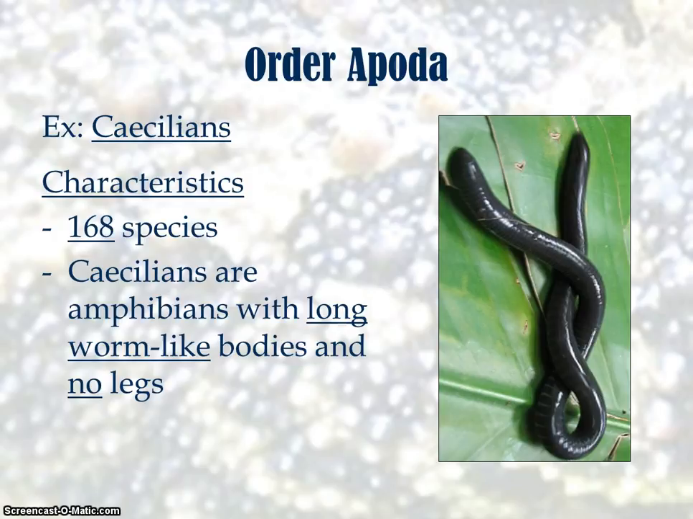You have caecilians, which are going to look similar to worms, like segmented worms, but they are amphibious. Okay, they match all the characteristics that all amphibians have. They do not have legs, though. Not all amphibians need legs, and that's the basic characteristics of our fish and our amphibians.